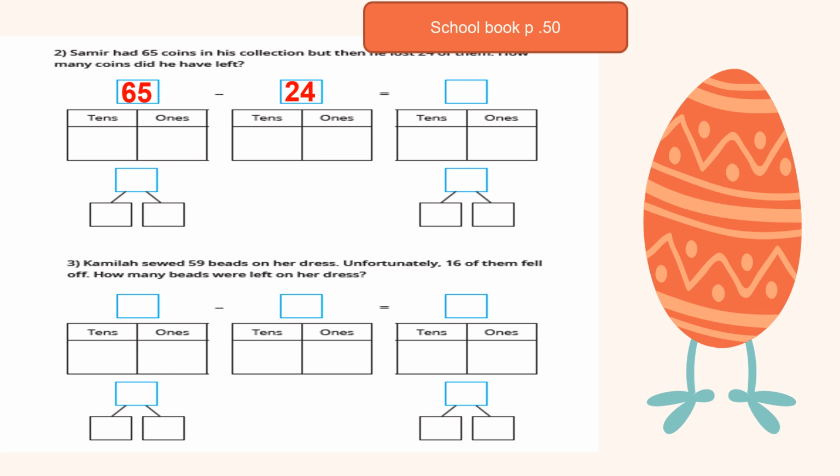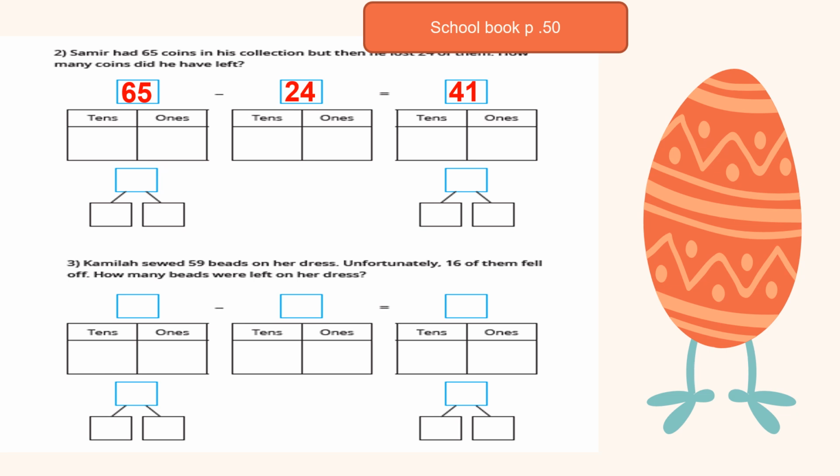6 minus 2, count from small to big. After 2, 3, 4, 5, 6. How many fingers? 4. So 65 minus 24 equals 41.